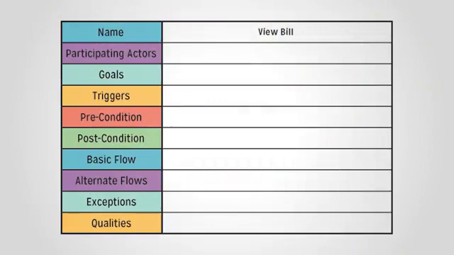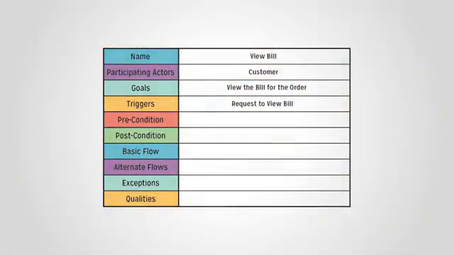The only participating actor in the story is the end user, or in our scenario, we'll call them the customer. The goal of this use case is to view the bill for their order. As I said before, a trigger is an event that prompts this use case to happen. In this scenario, the customer requests to view their bill in the app.